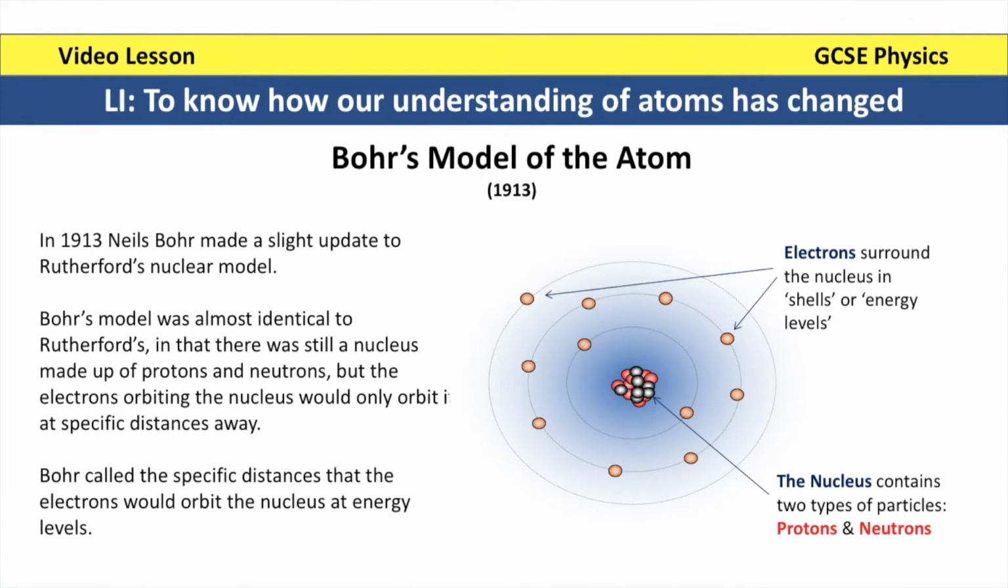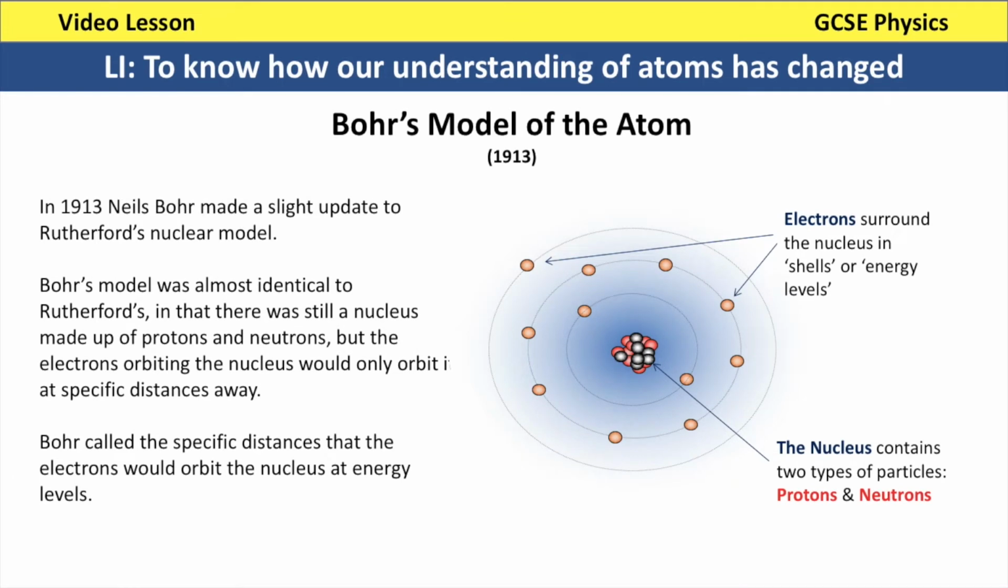Niels Bohr then refined this model in 1913 by slightly updating it. Bohr's model was almost identical to Rutherford's in that there was still a nucleus that was made up of protons and neutrons, but the electrons orbiting the nucleus would only orbit it at specific distances away. Bohr called the specific distances that the electrons would orbit the nucleus energy levels. There's a diagram there showing this on the right hand side that shows the electrons remain each a specific distance from the nucleus.